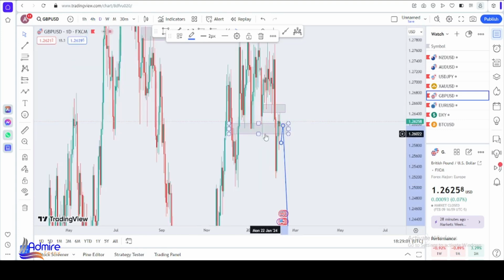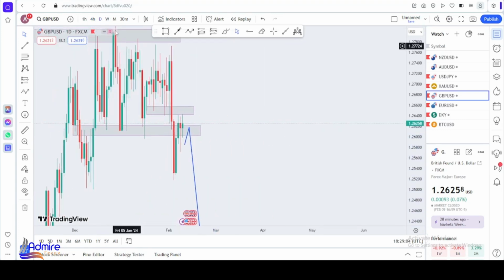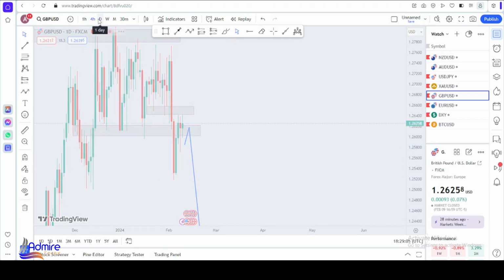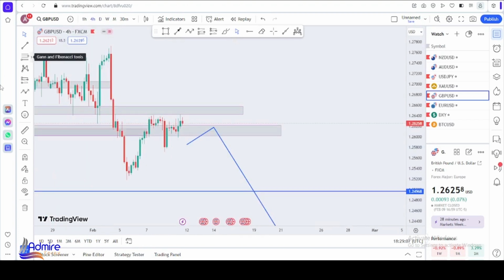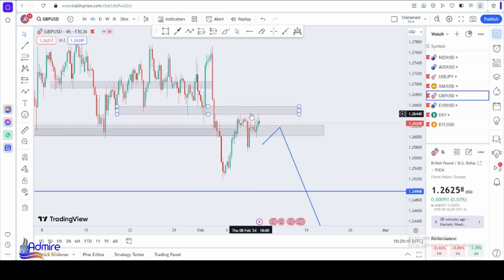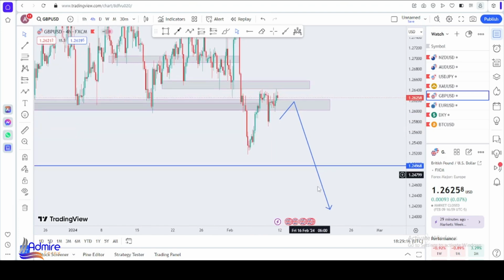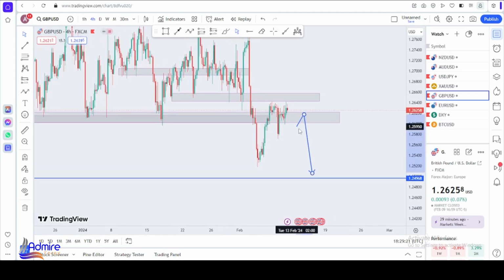All GBP USD needs to do, I would prefer, okay, price has actually tested this second level in which we're looking out for. So I will prefer a 4-hour bearish engulfing candle close, guys, before I look for sell setups. A 4-hour bearish engulfing candle close for GBP USD. Let me bring this here.